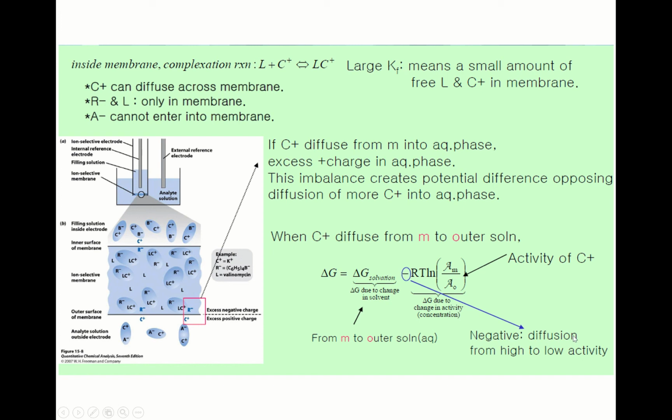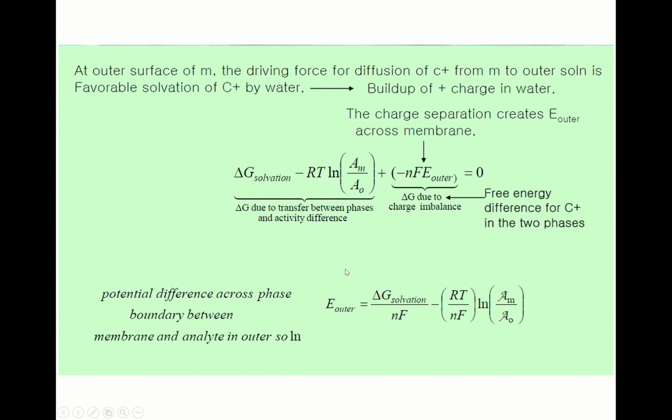Negative sign means diffusion from high to low activity, and RT times the logarithm of the ratio of activities. A_M is the activity of the cation in the membrane, and A_O is the activity of the cation in the outer solution. Although this derivation looks complicated, the final equation is really simple.